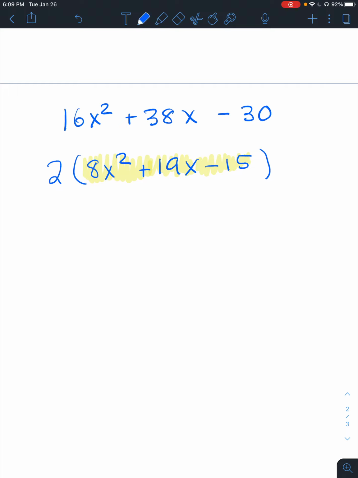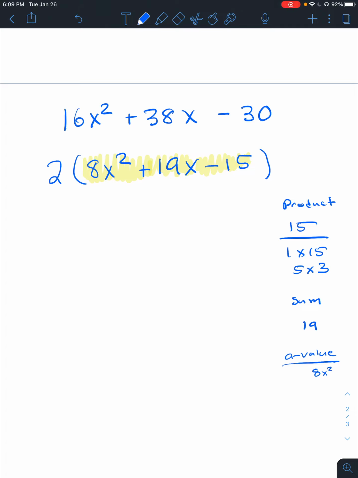So first thing is 15. What are all the ways to multiply to 15? 1 times 15, 5 times 3. So that is my product. My sum, I didn't write this last time, but you can write 19. And then your A value is 8. And if you think about 8, there's 2 ways to multiply it.